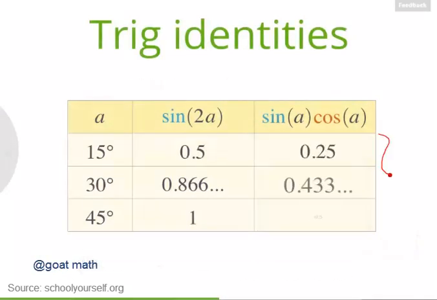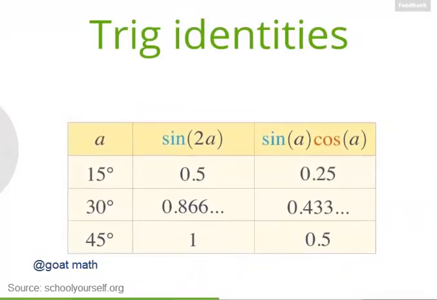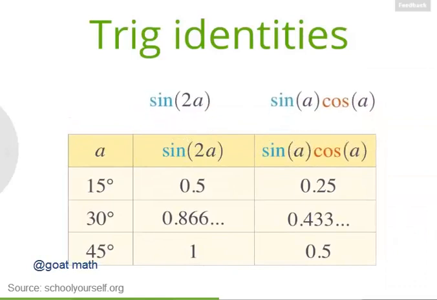Nicely done. Here are the outputs you found. Let's take a closer look at these outputs. It looks like for any angle A you pick, there's a relationship between the sine of 2A and sine A times cosine A. What's the missing coefficient in this equation? In other words, for each row of this table, what number can you multiply sine A cosine A by to get the sine of 2A?